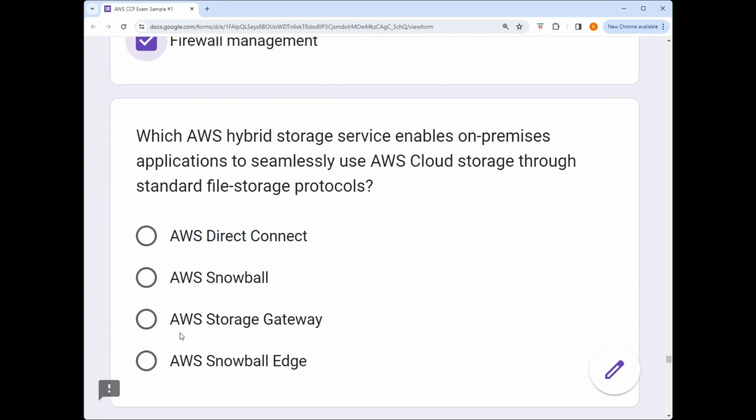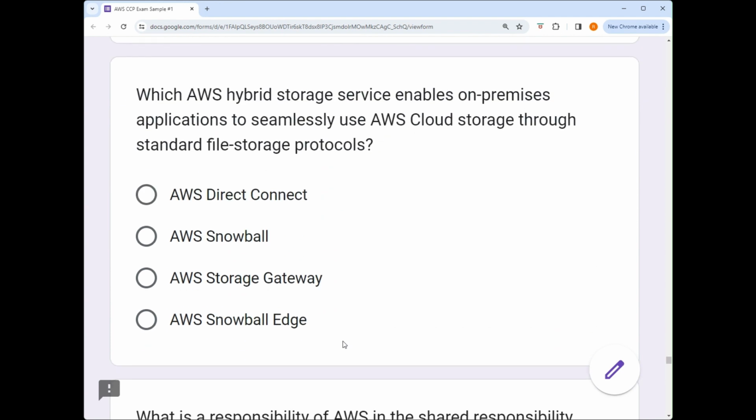Which AWS hybrid storage service enables on-premises applications to seamlessly use AWS cloud storage through standard file storage protocols? AWS Direct Connect, AWS Snowball, AWS Storage Gateway, AWS Snowball Edge. Correct answer: AWS Storage Gateway.